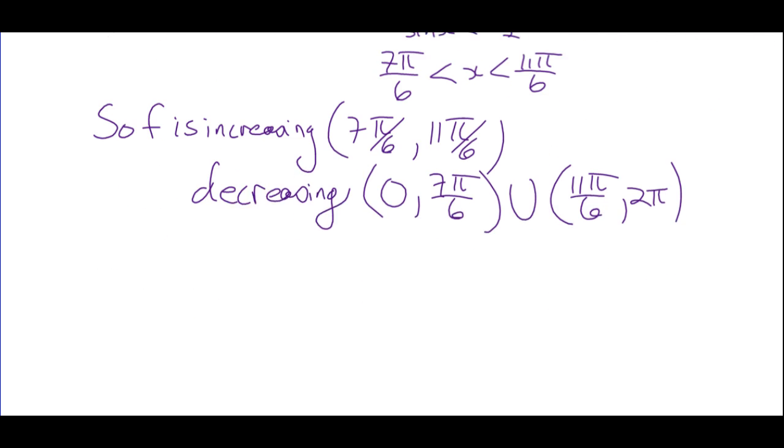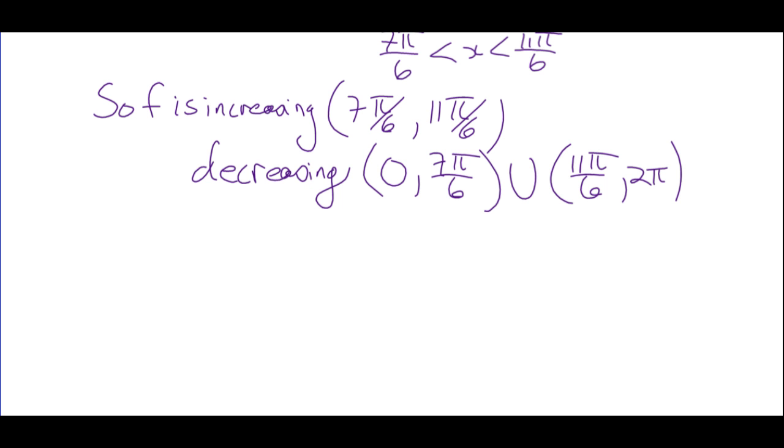Now, what does all that mean? Well, if we are changing from decreasing to increasing, then what do we have? A local minimum. So there's going to be a local minimum as we go from decreasing to increasing at 7 pi over 6, and then we're going to change from increasing to decreasing, giving a local maximum at 11 pi over 6. Oh wait, that's f, which is local max and min.